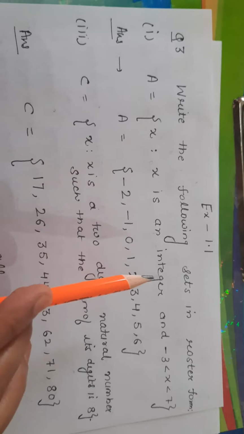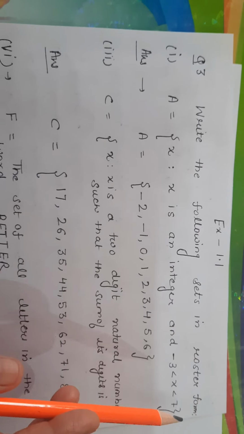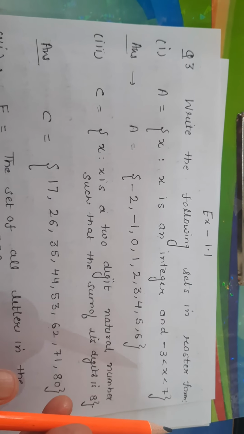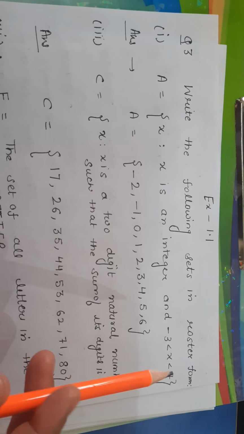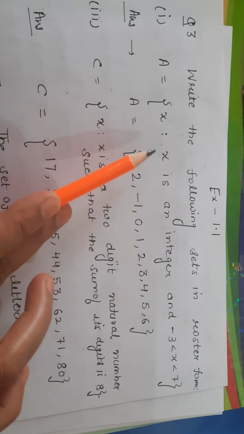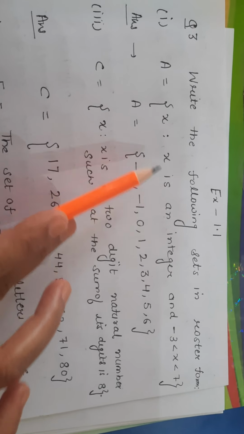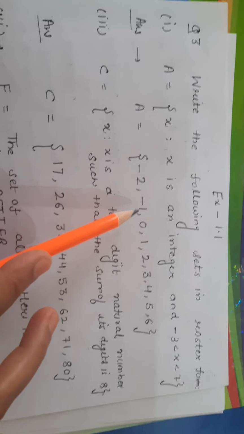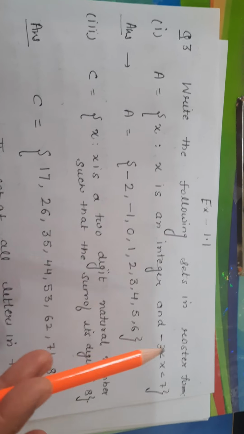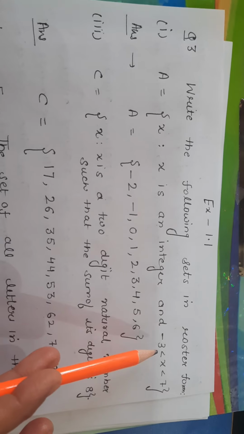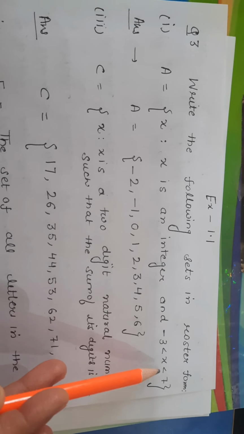Question number 3. Write the following sets in roster form. Now in roster form you are going to write the elements and then you are going to separate them with the help of commas, right? A. Set of those x such that, this is your set builder form, and you have to write your answer in roster form. x is an integer and x is greater than minus 3 but less than 7.